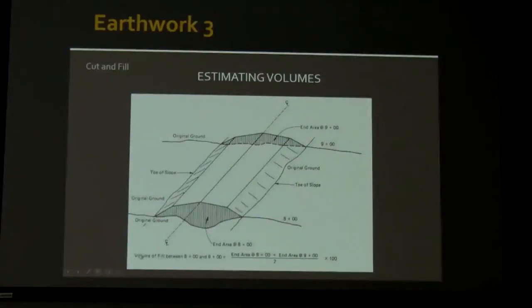This is an example of estimating the volumes. The volume of the fill between station 8 plus 00 and 9 plus 00 is the end area at 8 plus 00 plus the end area at 9 plus 00, divided by 2, which would be the average of these two areas, times 100 feet, which is the length of our trench or our excavation, and of course we divide this by 27 cubic feet per cubic yard. This method can also be used for fill. In this particular case, it would be used as a fill volume as opposed to a cut volume.